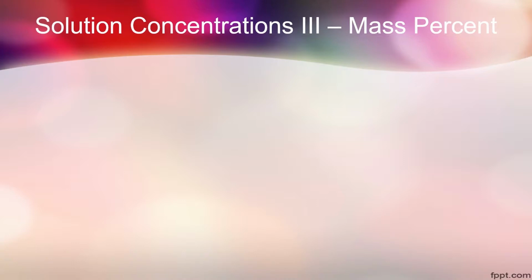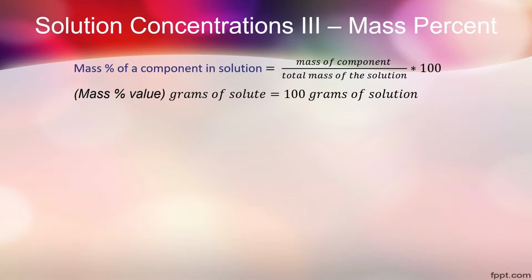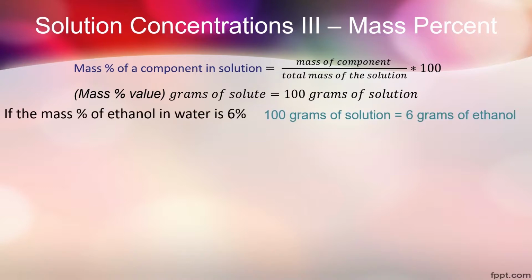So, let's look at describing a concentration of a solution by mass percent. Now, the units of mass percent are, well, there really aren't any units, but a mass percent is the total mass of the solute component divided by the total mass of the solution times 100. Another way to think about this mass percent is that the mass percent is the number of grams of the component if we had 100 grams of solution. So, if the mass percent of ethanol in water is 6%, let's say, I like to think that if I had 100 grams of this solution, then I would have 6 grams of ethanol.